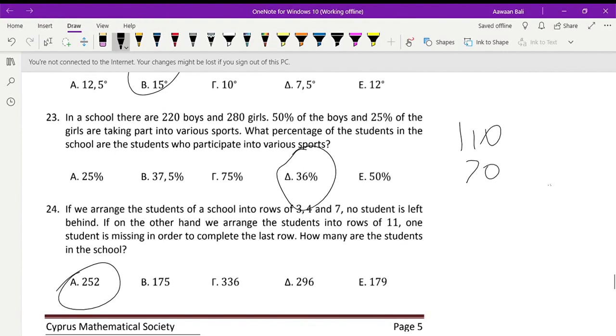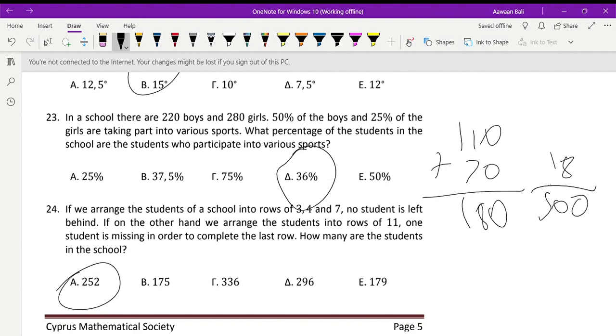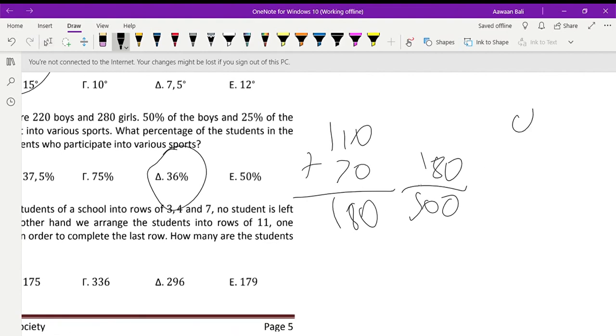What percentage of the students in the school are students who participate in various sports? So first we have to find the amount of children in the school, and the amount of children who are taking part in the sport. So 180 children taking part in the sports, and 220 plus 280 is 500. So 180 upon 500. Since we know percentages, I chose fractions because percentages are out of 100.